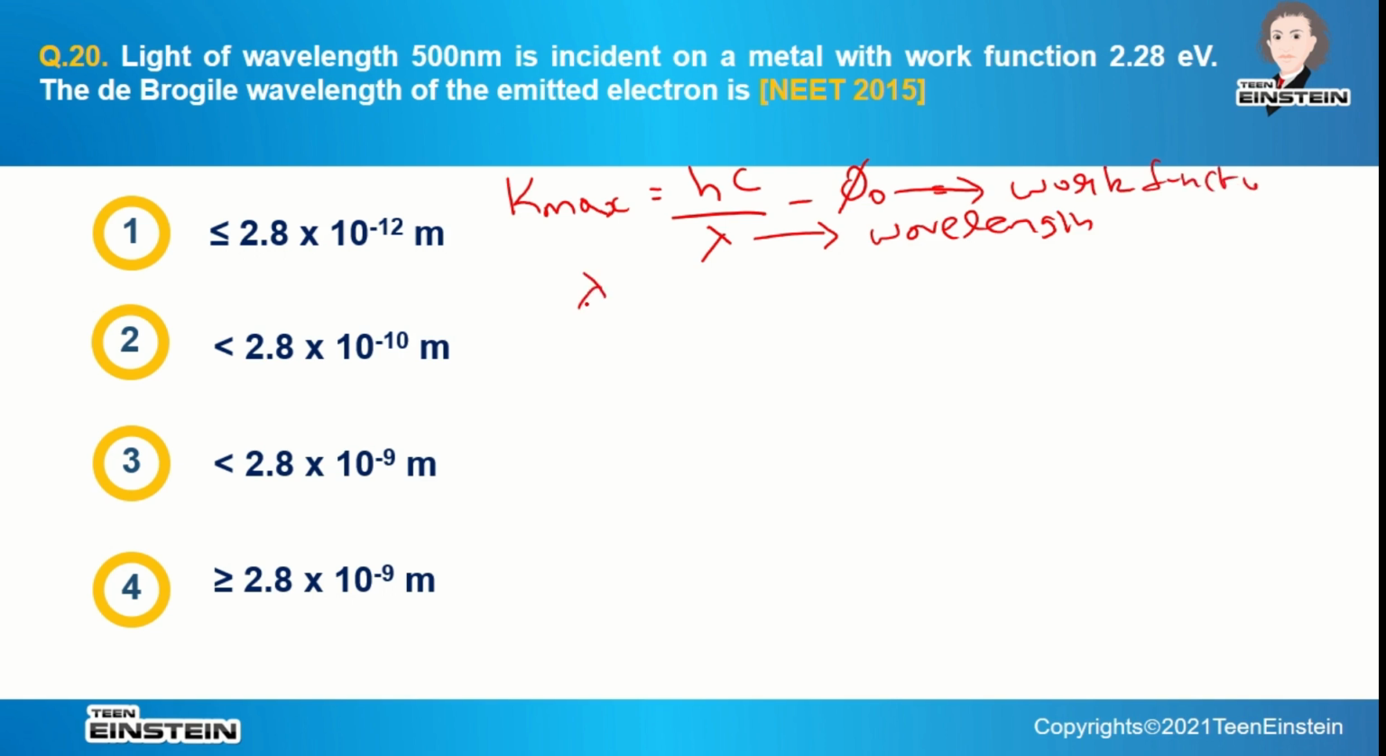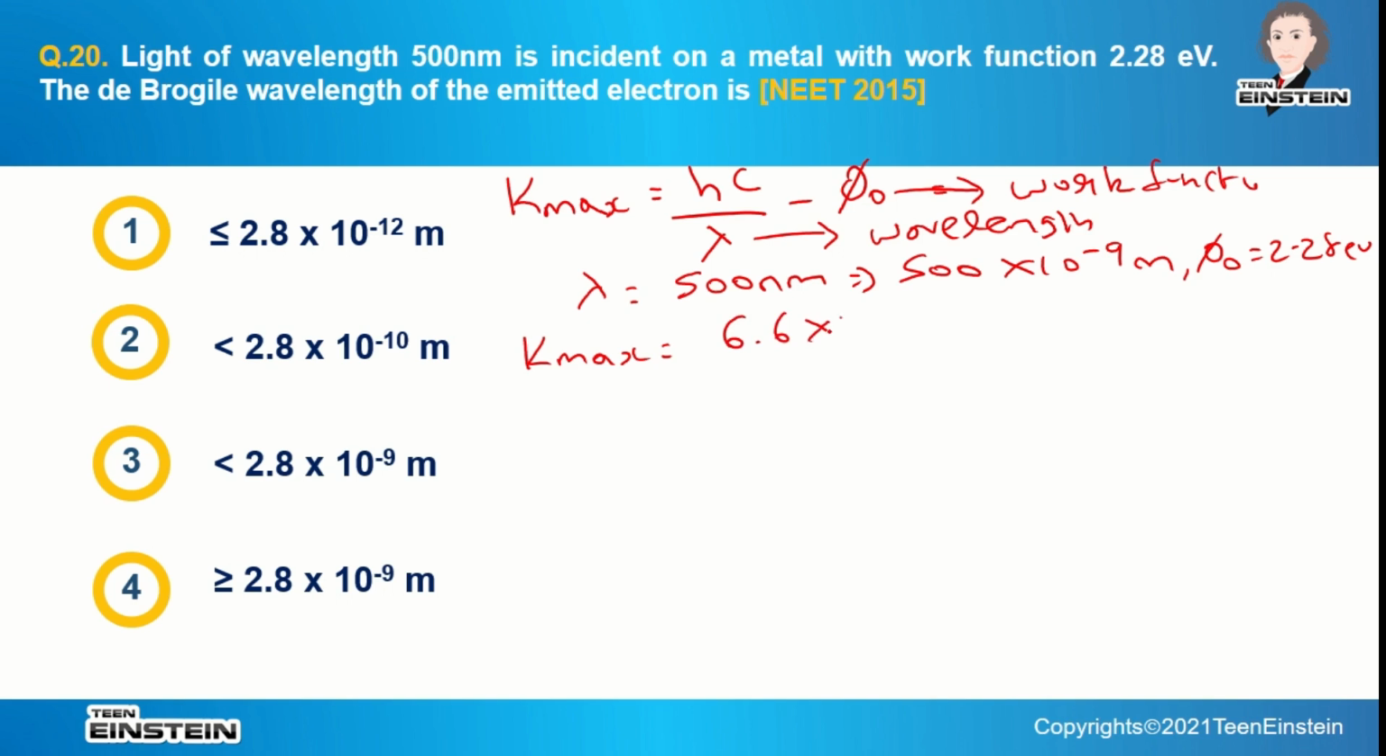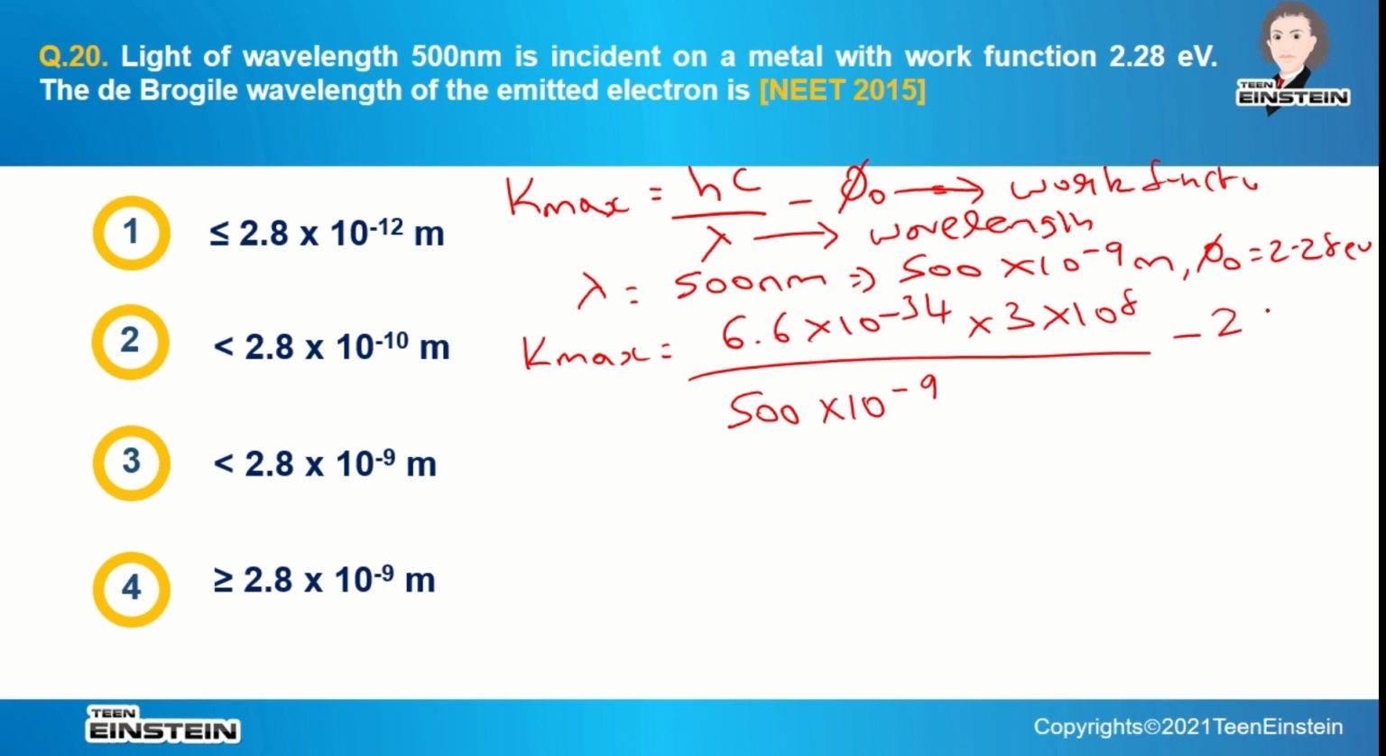They have given you the lambda value as 500 nanometers, or we can write it as 500 into 10 power minus 9 meters, and the phi naught value they have given as 2.28 electron volt. So we have to just substitute in this formula. You know the value of h is 6.6 into 10 power minus 34, and c value is 3 into 10 power 8, divided by 500 into 10 power minus 9, minus the work function 2.28. If you solve this, you'll be getting 0.2 electron volt. So the K max value is 0.2 electron volt.